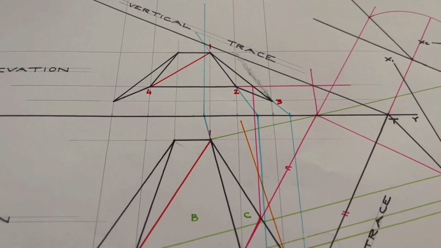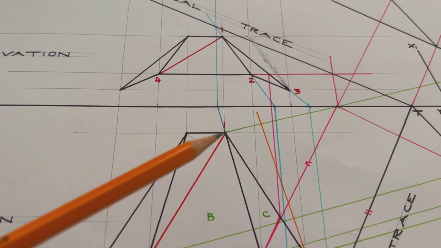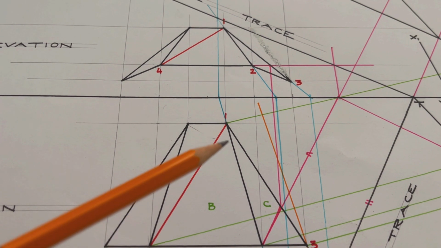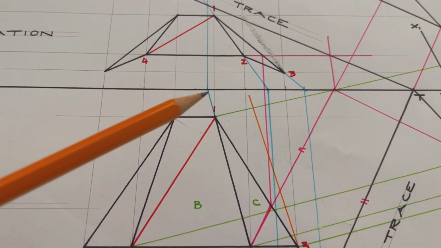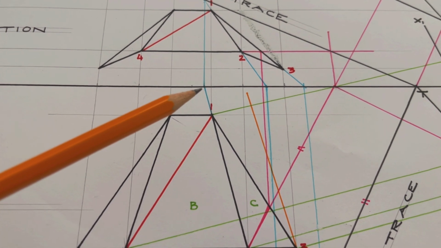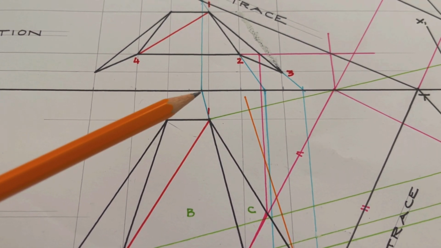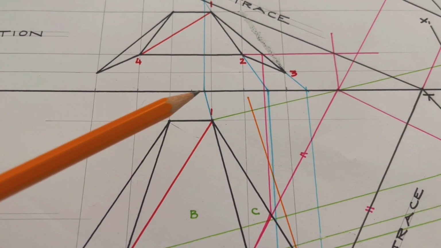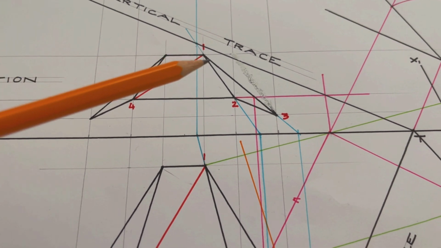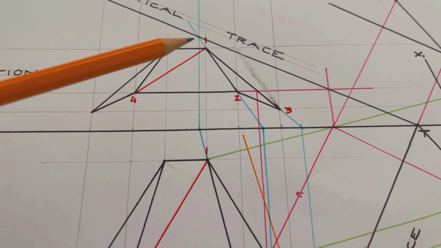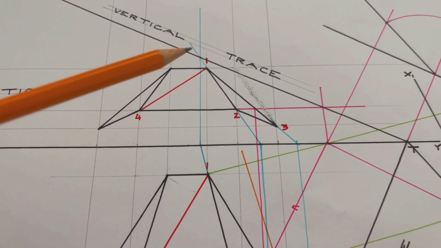To get the vertical trace, we can do a similar thing in reverse, but this time extend the line 1, 2 back in plan until it hits the XY line, because the XY line in plan is an edge view of the vertical plane, so that's where it's intersecting the vertical plane there. Where it hits the vertical plane, bring it up and extend 1, 2 on to meet it. Where the 2 lines cross, give you a point on the vertical trace.